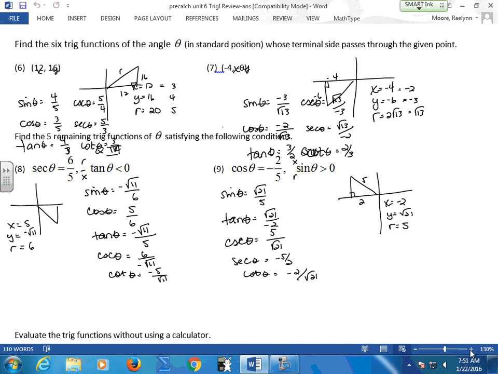For some odd reason, this wrote over down here. I don't know why. Okay. You can still see it, okay. Alright, and the same thing for this one.